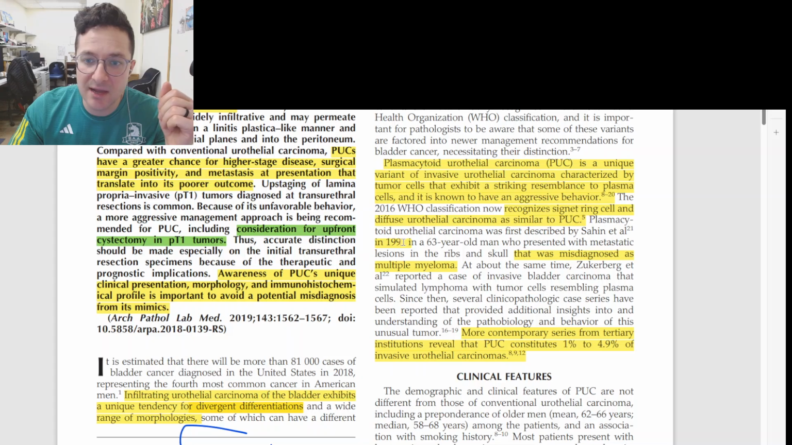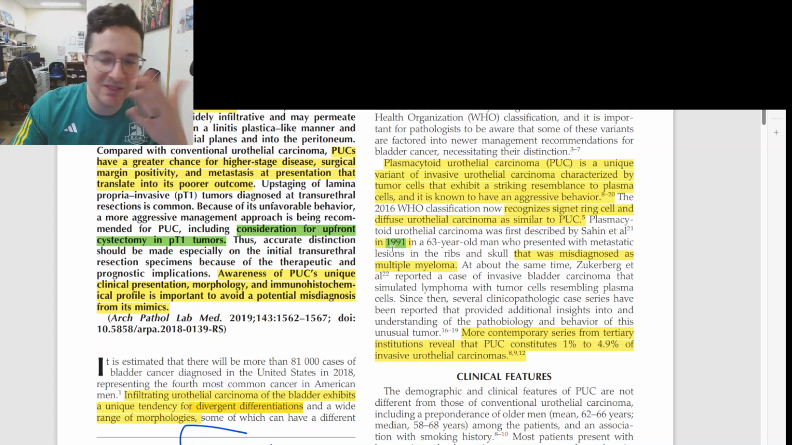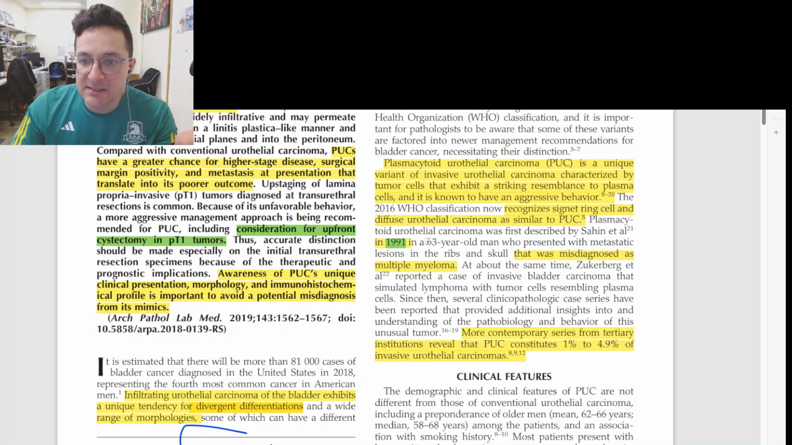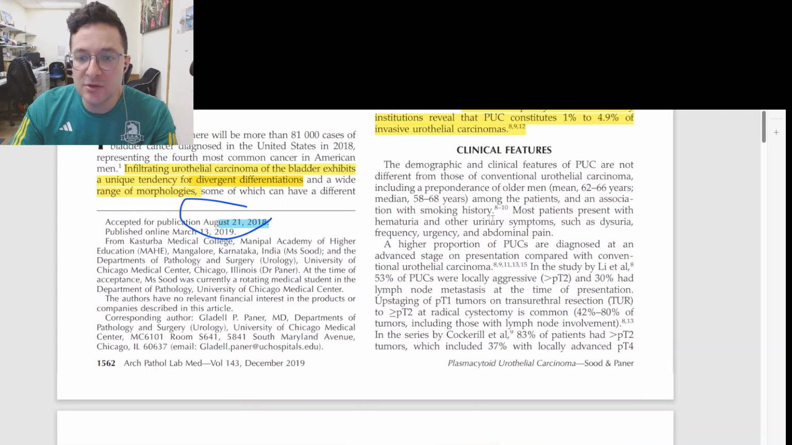It was first described not even that long ago. It's what, 2024, right? Right now, when I'm recording this video, 91. This was described 30 years ago, in a 63-year-old gentleman who presented with metastatic lesions to ribs and stuff, and it was misdiagnosed as multiple myeloma, which is wild. And then later it's been talked about more.